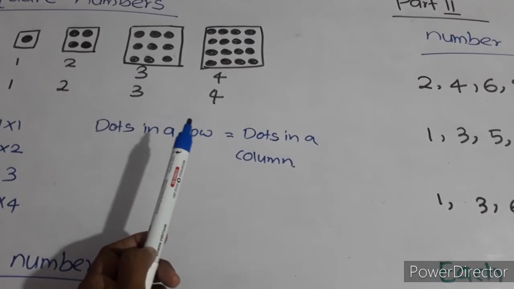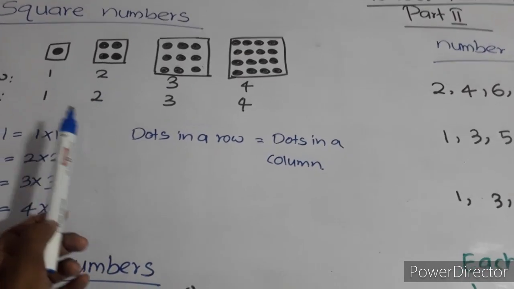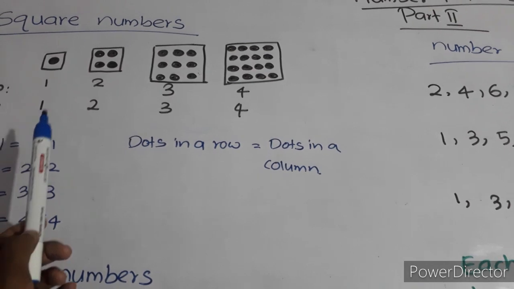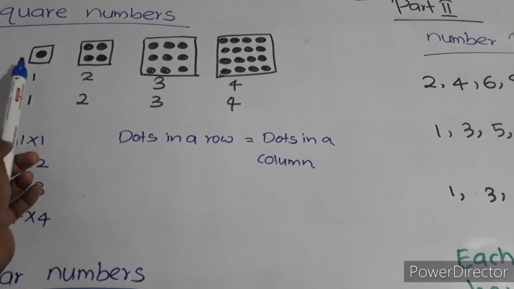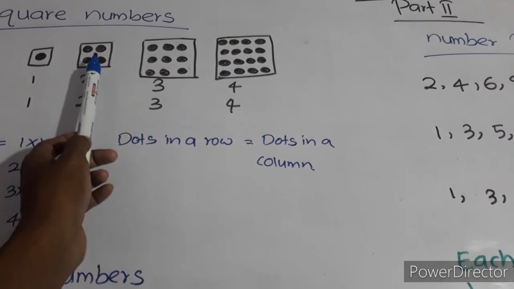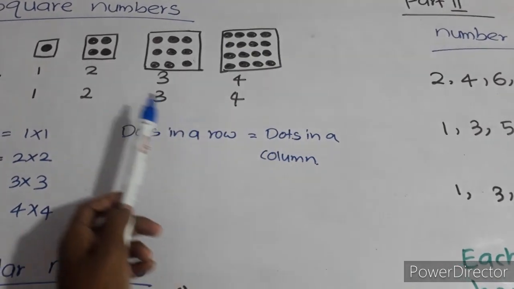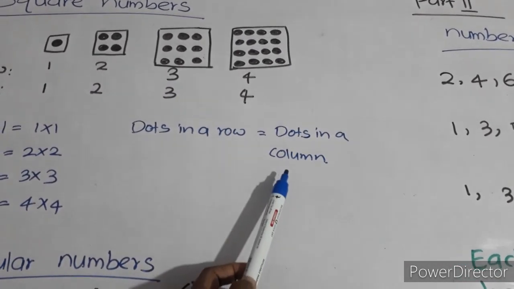So you can understand that for each figure the rows and columns are equal. And how many dots are there? 1, 4, 9 and 16. So the dots in a row are equal to the dots in a column.